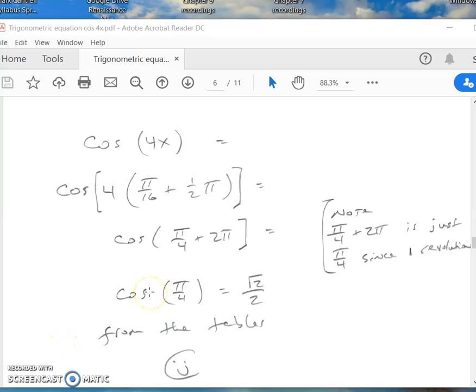The same thing is happening here. It's a metaphor, but the same thing is happening here. If you have a solution at pi over 4, or if you have pi over 4 and you add 1 revolution, where are you? Well, you're right back where you started from.